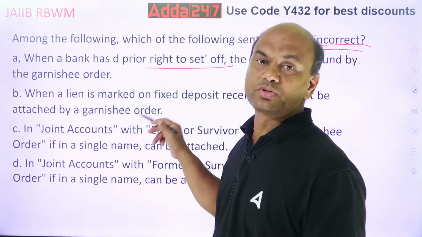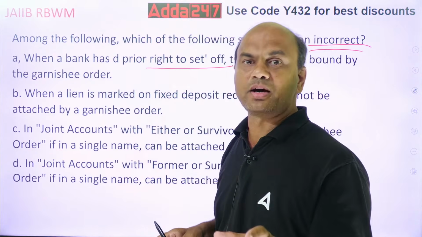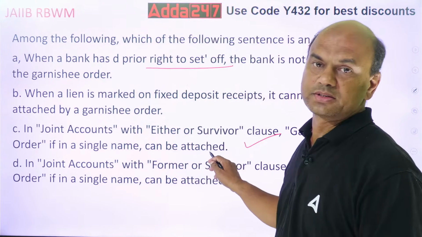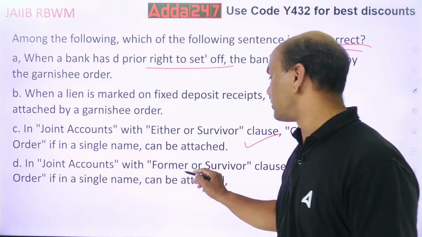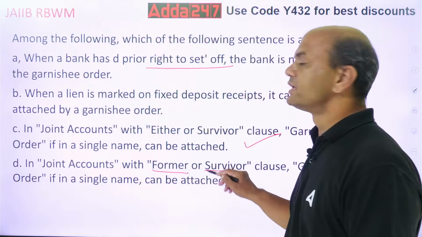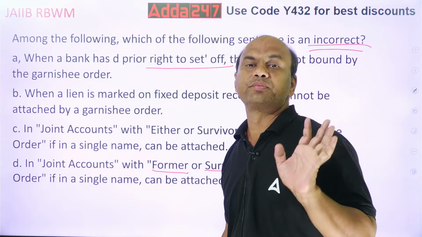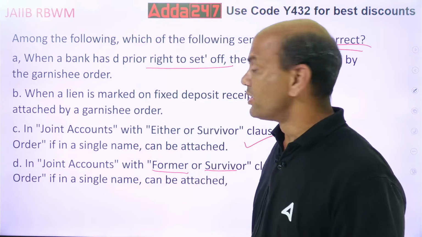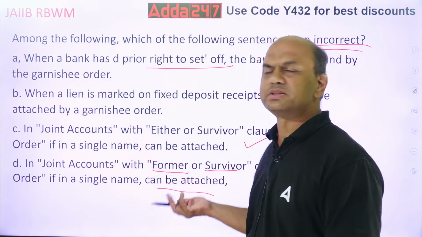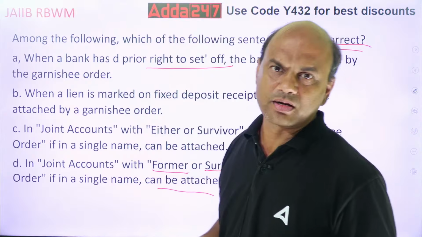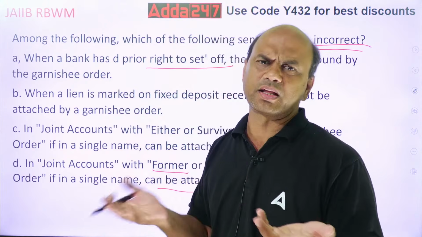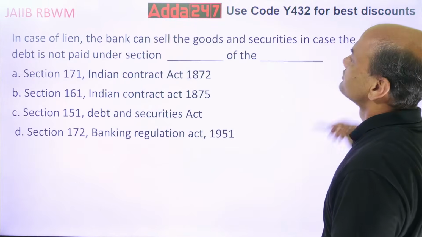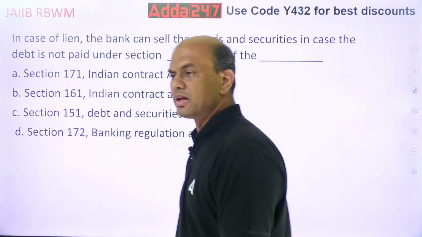But this, in joint accounts, if you have a single name garnishee order, you cannot attach it. Single name, it cannot be attached. And this is correct. Former or survivor. Former means this account is actually of the first owner only. This account is not of the second owner. It is of the first owner. So it can be attached, obviously. If it's in the name of the first owner and garnishee order is in the name of the first owner, it can be attached. So the answer is C only. Got it, everyone? Earlier one, clear?